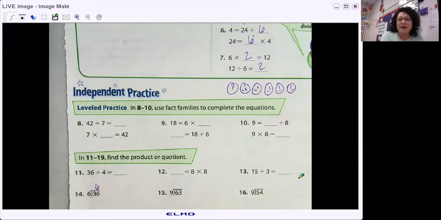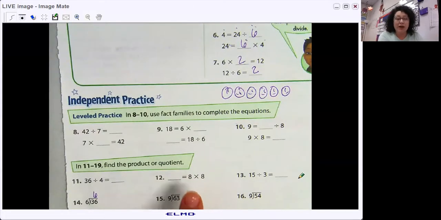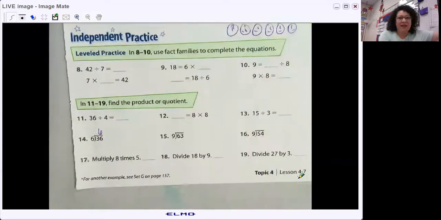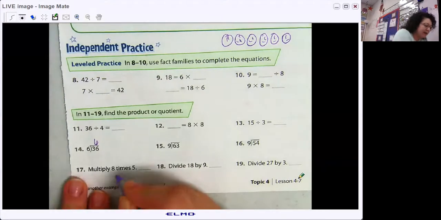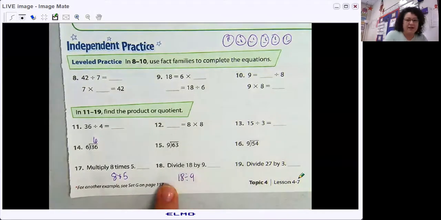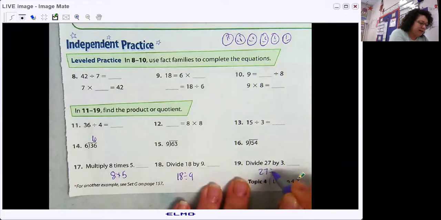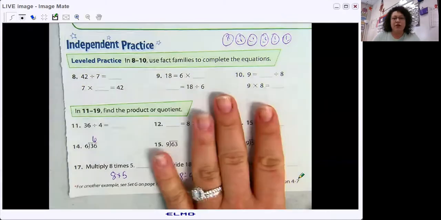Okay, so you've got some mixed things in here. You've got some multiplication and some division. Hopefully you remember 8 times 8, 8 on the floor, 8 on the door. 8 times 8 is, okay? And then the bottom, it's just in words. So that's pretty easy. Multiply 8 times 5, divide 18 by 9, and divide 27 by 3. Okay, this shouldn't take you too long. There's additional practice in your homework book. Make sure you get it checked.